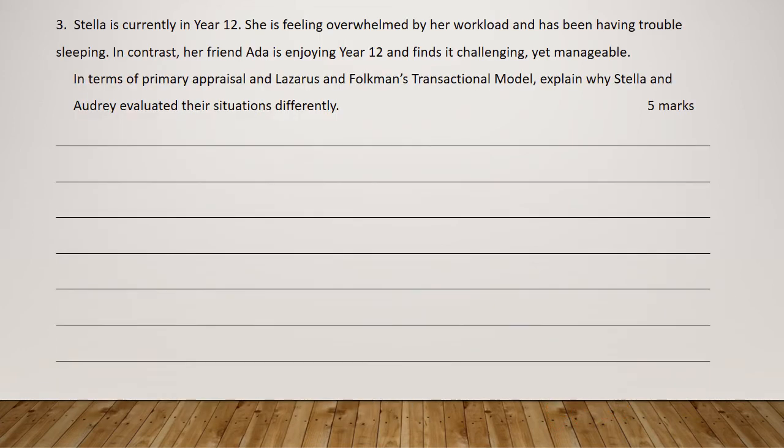Okay, let's have a go at this question. Stella is currently in year 12. She's feeling overwhelmed by her workload and has been having trouble sleeping. In contrast, her friend Ada is enjoying year 12 and finds it challenging yet manageable. In terms of the primary appraisal, and Lazarus and Folkman's transactional model of stress and coping, explain why Stella and Ada evaluated their situations differently. So first off, appraisal is subjective.